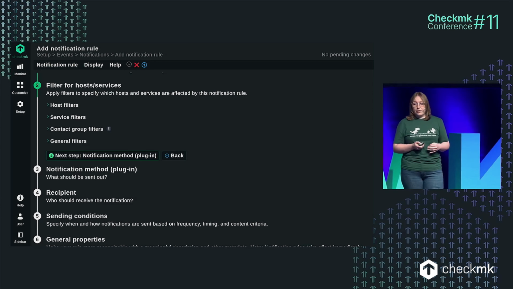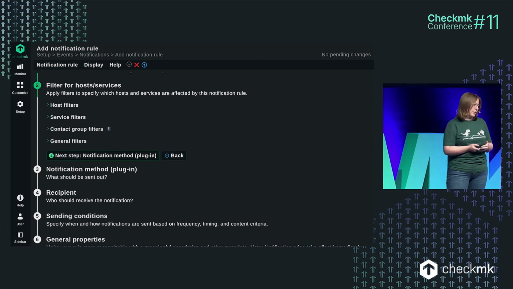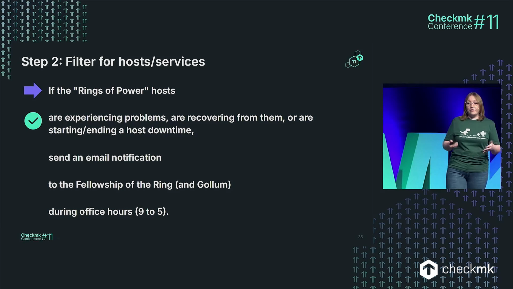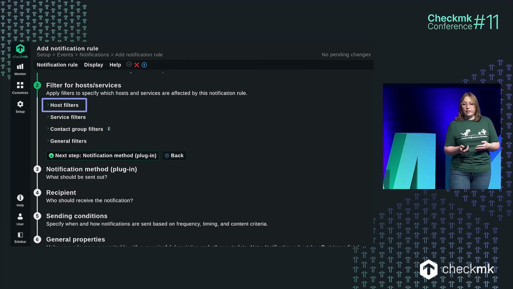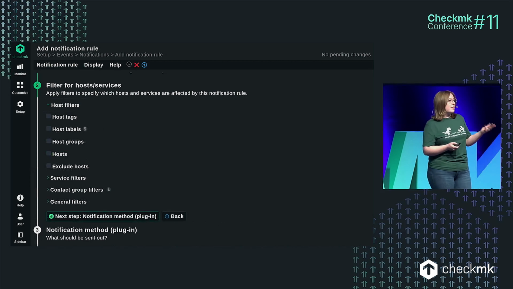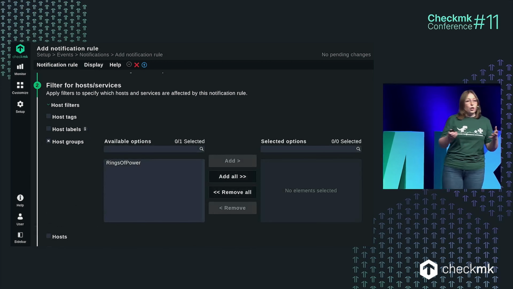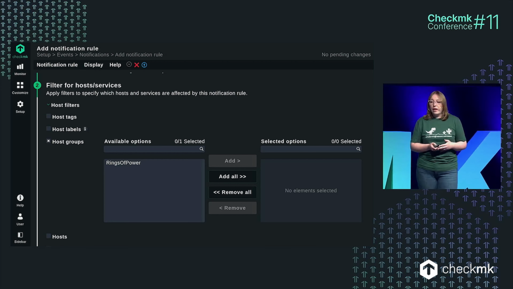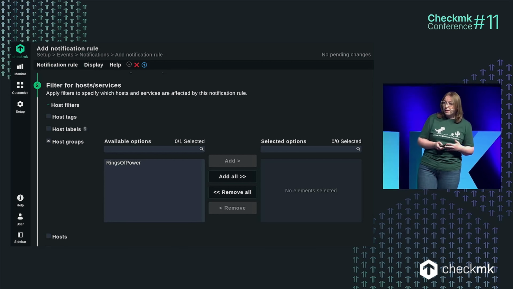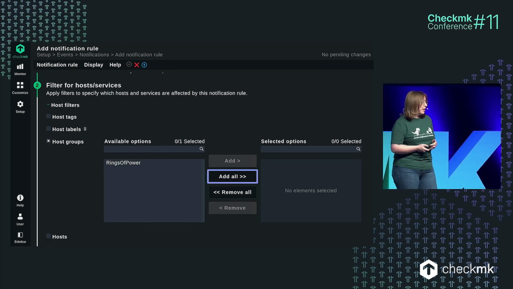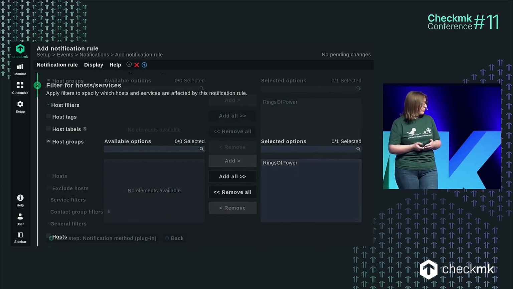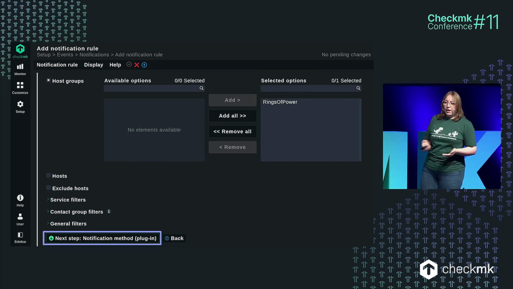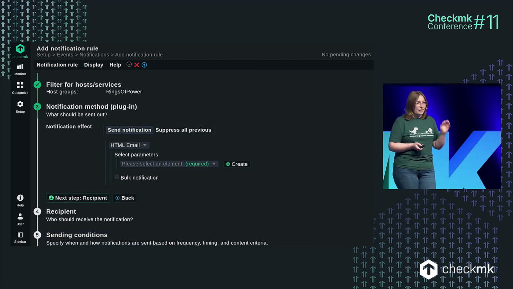Now let's take a look at our scenario, what it tells us to configure here. It tells us to configure the ring of power hosts, which is a host group. So we need to open this host filters, and in this opened host filters, we then select the host group, which opens up our reworked selector. And as we have only one host group in there, our desired rings of powers, we can just click on Add All to add them to our configuration.